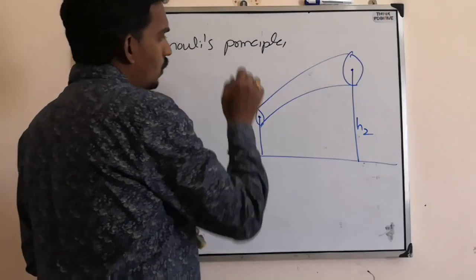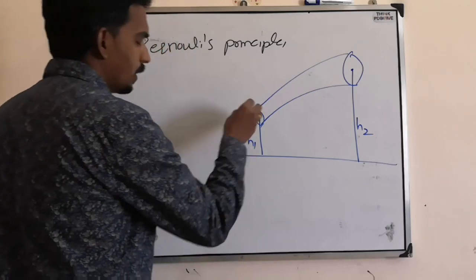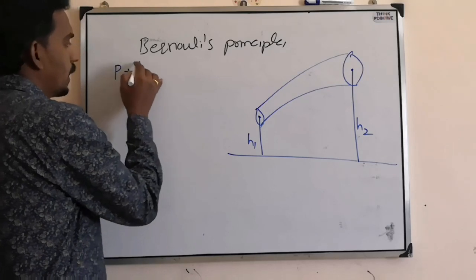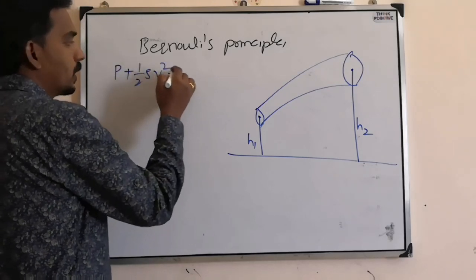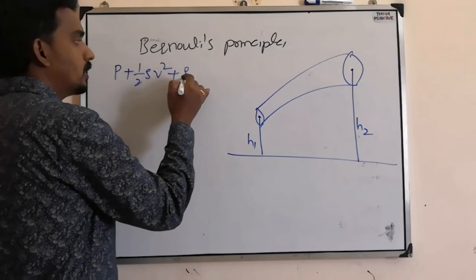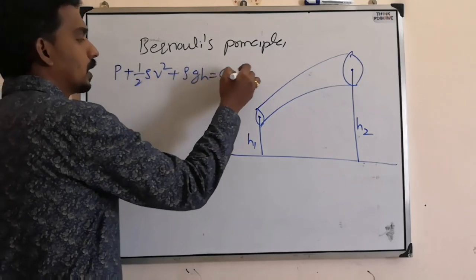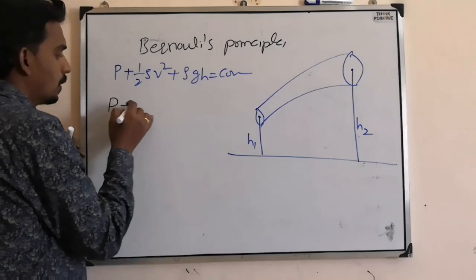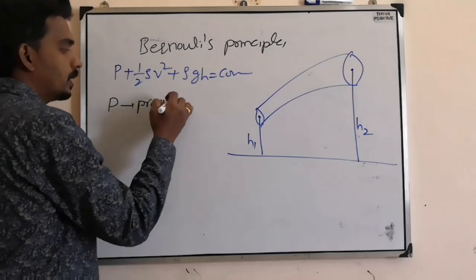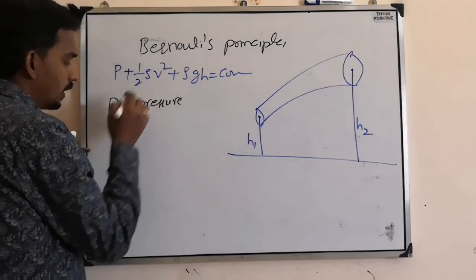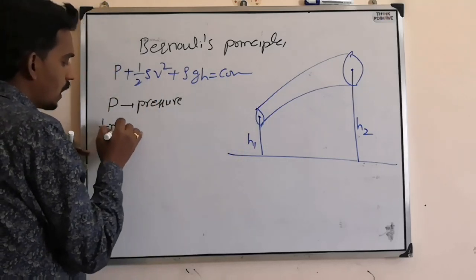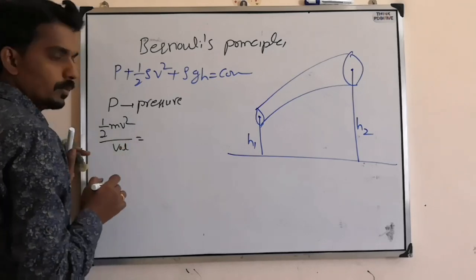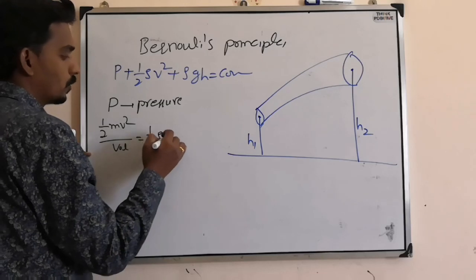Then Bernoulli's principle says that at every point the sum of pressure, kinetic energy per unit volume, and potential energy per unit volume remains constant. Here P is the pressure at this point. Kinetic energy is half m v square divided by volume. Mass by volume means density, so half rho v square.